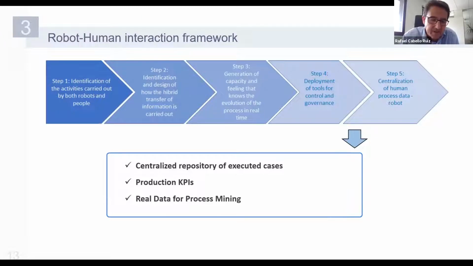RPA projects are good when everything is okay, but when you have fails, when you have chaos, you have to check what the reason is, because humans can fail, but robots cannot fail. So you have to have, at one click distance, the knowledge of what was the reason for the fail. You have the repository to generate the KPIs, the indicators of the process, and we are using this to introduce process mining in the projects.